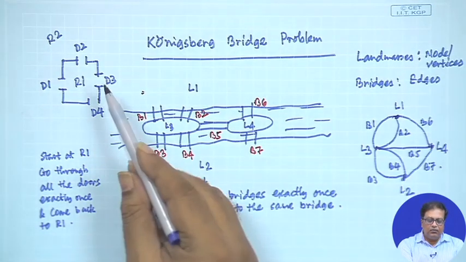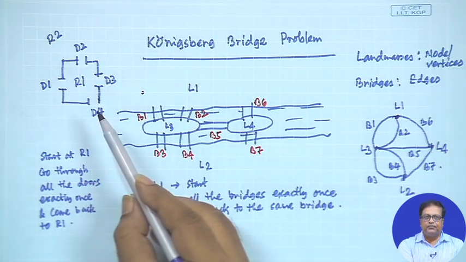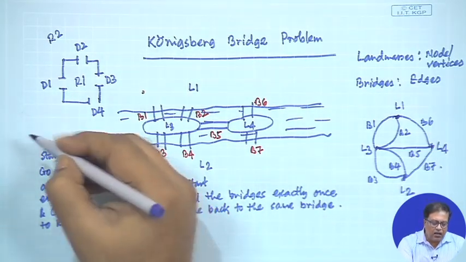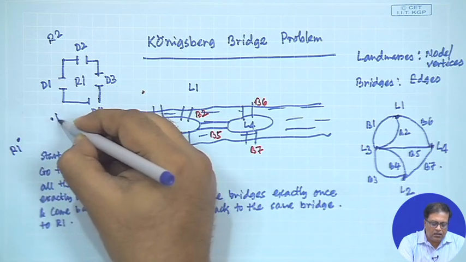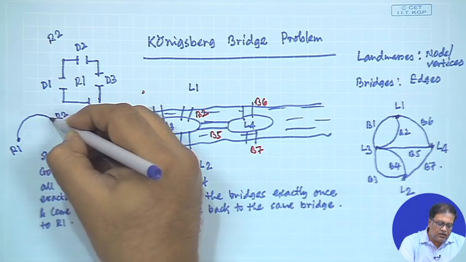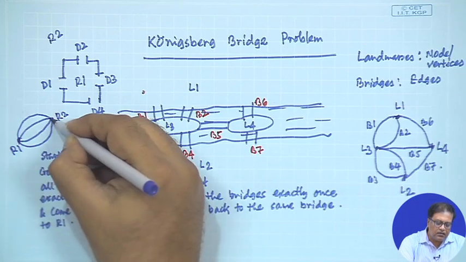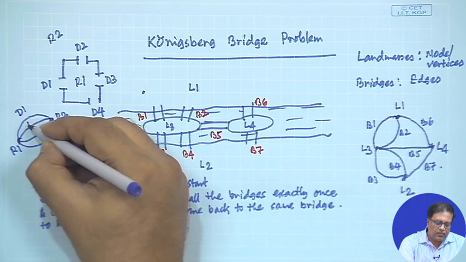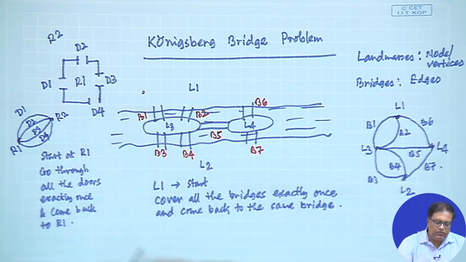So, again look here, how many vertices? There are 2 vertices, R1 and R2. So, we can put R1 here and R2 here. And how many doors? There are 4 doors. So, you can connect those 4 doors in this manner, right. So, D1, D2, D3 and D4. Now, tell me, is it possible or not possible?